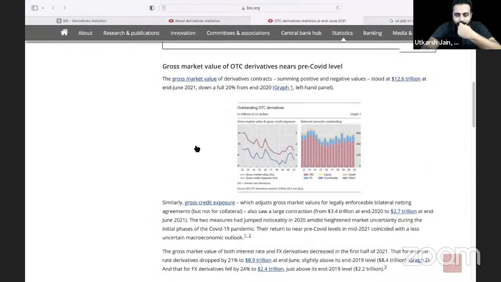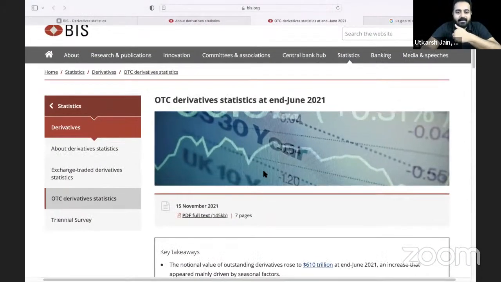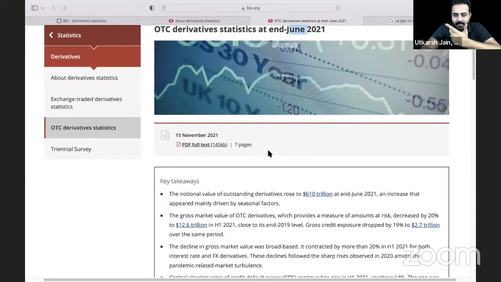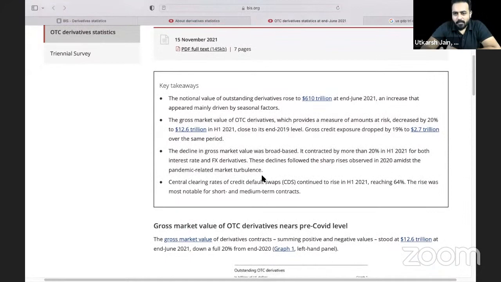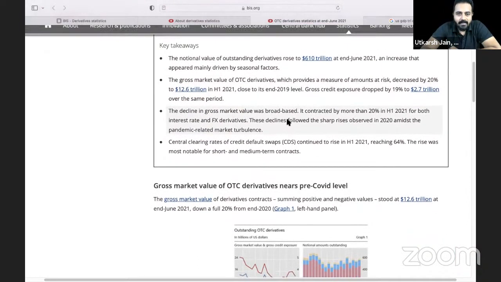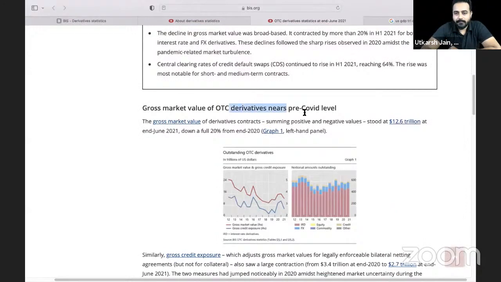Now, I was browsing through this website today and I came across this interesting update note, which is a June 21 update note. And here's what's happening. As of June 21, the total notional principal is about $610 trillion. And somewhere they had mentioned that they're slowly reaching the pre-COVID level here. Slowly, we are getting back to the pre-COVID level.